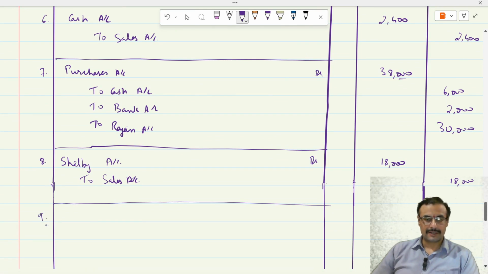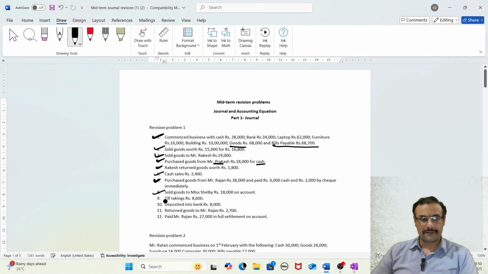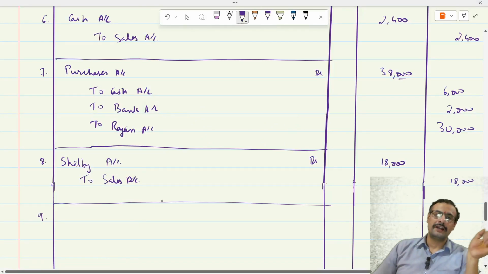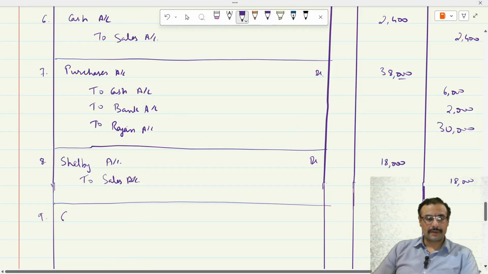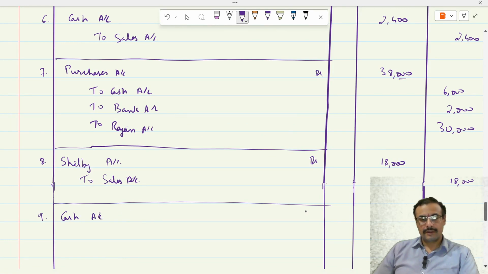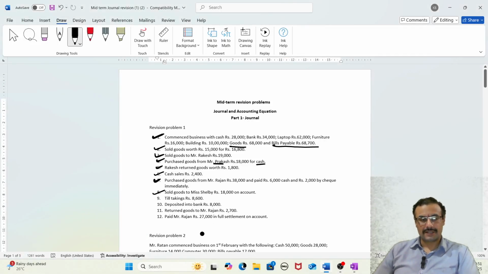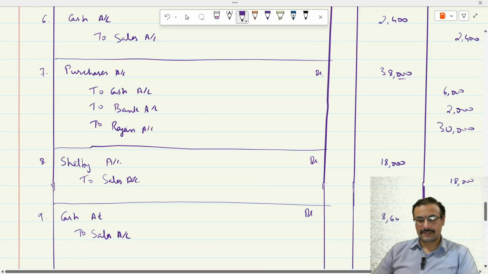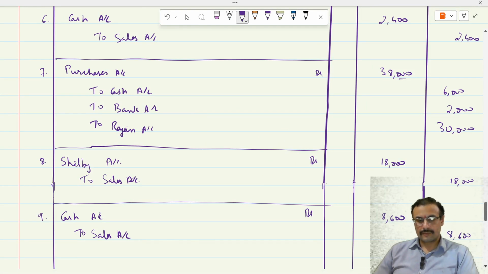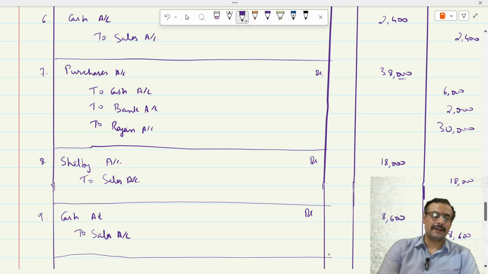Then ninth journal entry. I'm not writing narration to save time. Till takings. Now till takings is an alternative term for cash sales. So it will become cash account debit. If you do only these 5 problems, your journal entry is done. There is no other transaction in first PU according to me that will trouble you. To sales account. Because these are the most tested ones, you'll be able to manage any problem given in your exam, in your respective colleges. 8,600. Narration will be being cash sales made. You can also write being till takings made.